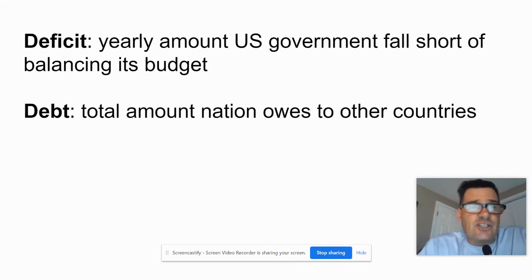Debt, the national debt, is the total amount the nation owes to other countries. So deficit is a yearly thing. Debt, total. That's really the difference. Deficit, year; debt, total. All right.